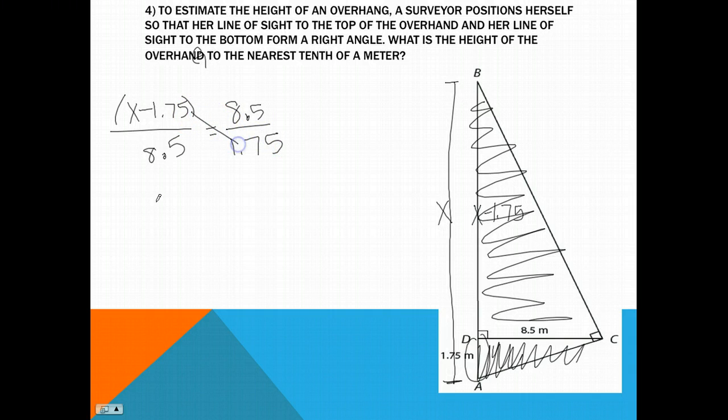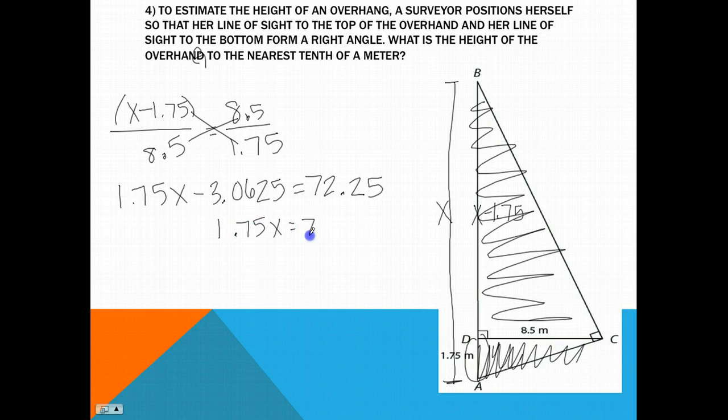Then we're going to cross multiply. So we get 1.75x minus 3.0625 equals 8.5 times 8.5, so 72.25. We'll add 3.0625 to both sides, and get 1.75x equals 75.3125. Then divide both sides by 1.75. So x equals 43.0, and since that's the nearest tenth of a meter, we'll round to 43.0.